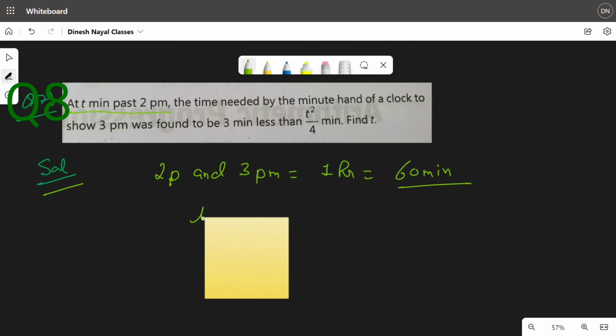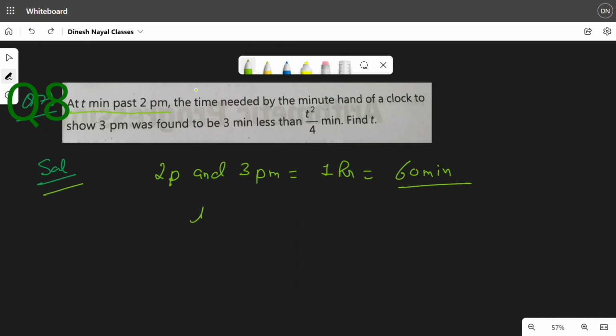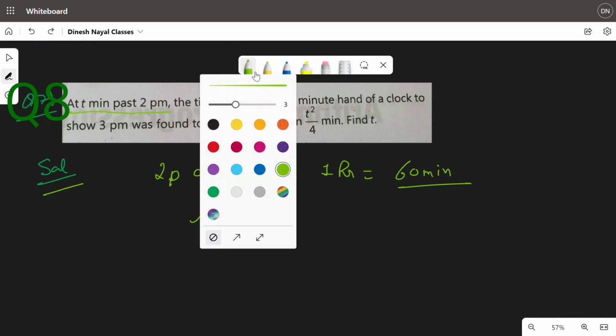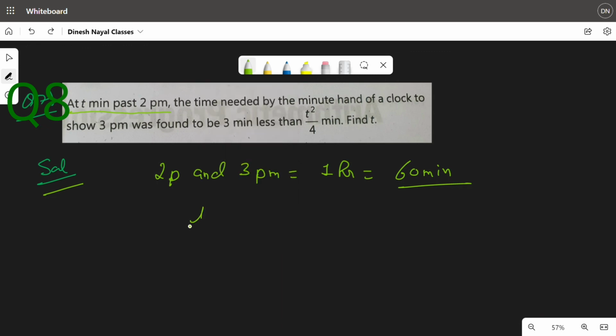plus. Now see, it was found that it takes 3 minutes less than t square by 4 minutes. So we write t square by 4 minus 3. Sorry, we have to write minus 3 because we have to take 3 minutes less. So t square by 4 minus 3, and the total time is what? 60 minutes. So equate this to 60.